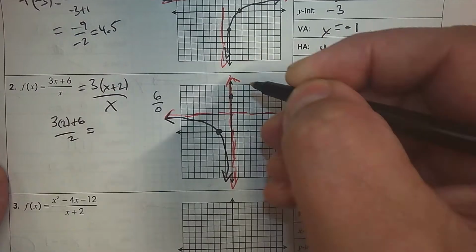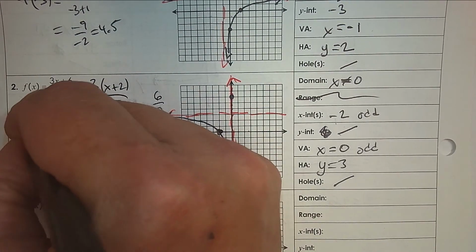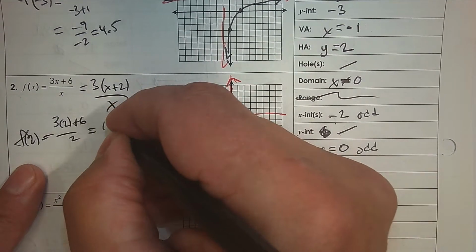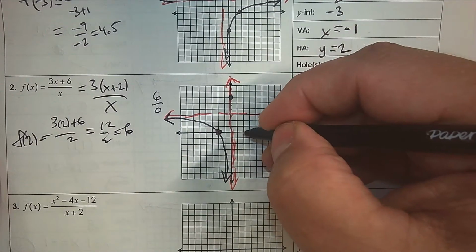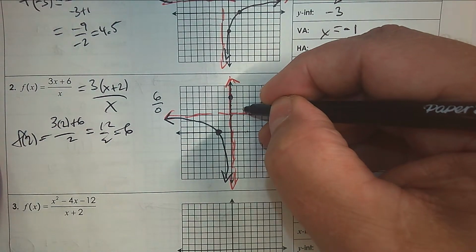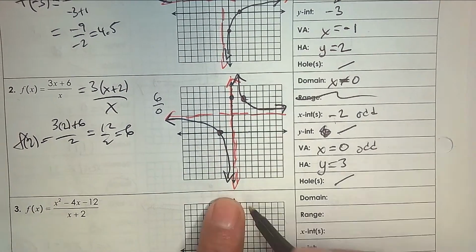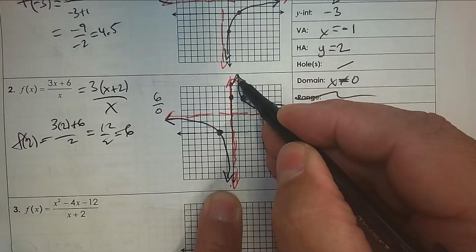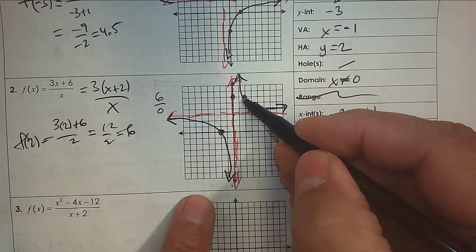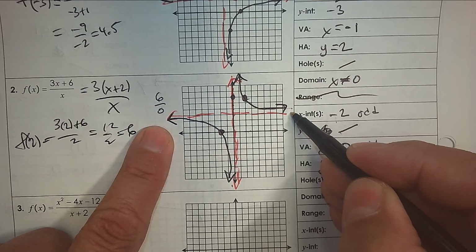So if I plug in 2, I get 6 plus 6, 12, over 2. I get 6. So at 2, it's 1, 2, 3, 4, 5, 6. Now I have a point to curve through. So I know one end goes down, one end goes up, because it's odd. I have a point to curve through, and I know the end behavior is the horizontal asymptote.